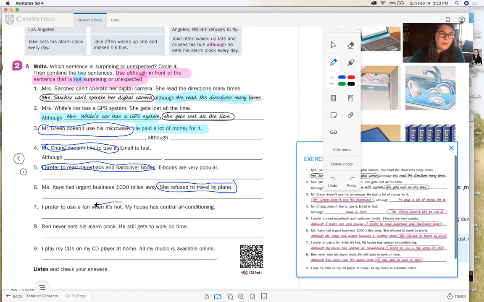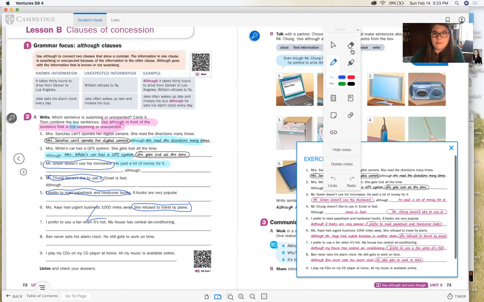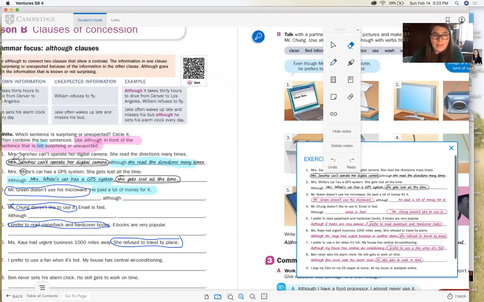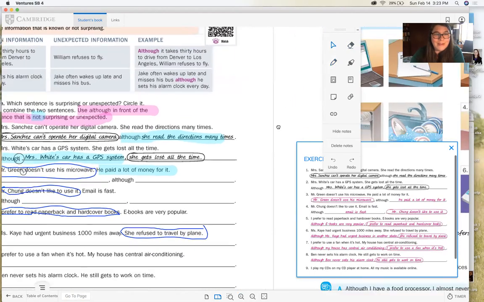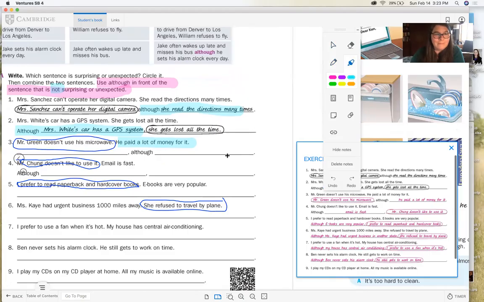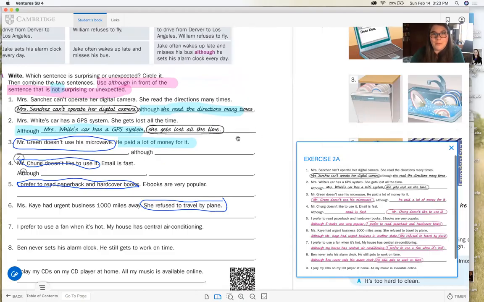Number 7, I prefer to use a fan when it's hot and my house has air conditioning. What? This is surprising. Oh my goodness. I think I'm going to stop trying to circle the surprising parts. I'll read the examples for you. Okay, so it's surprising if you use a fan, okay, if you have air conditioning. So let's see. Although my house has central air conditioning, I prefer to use a fan when it's hot.